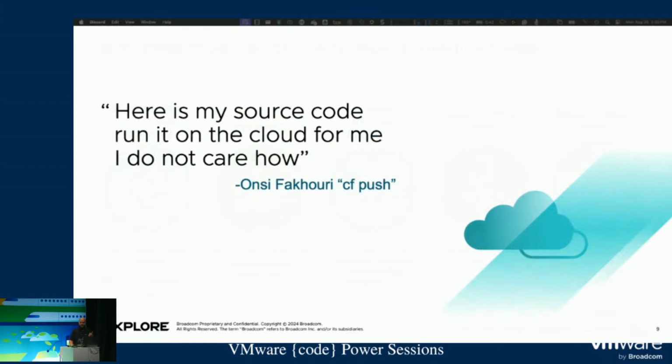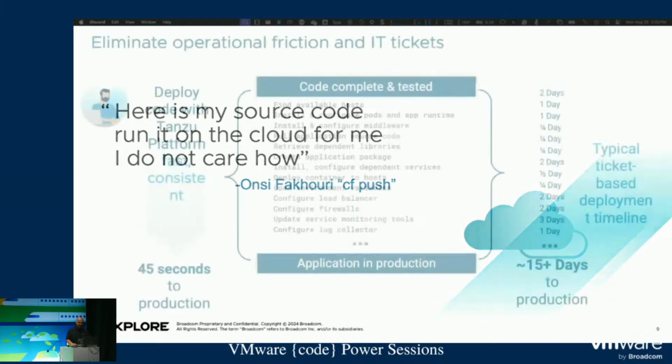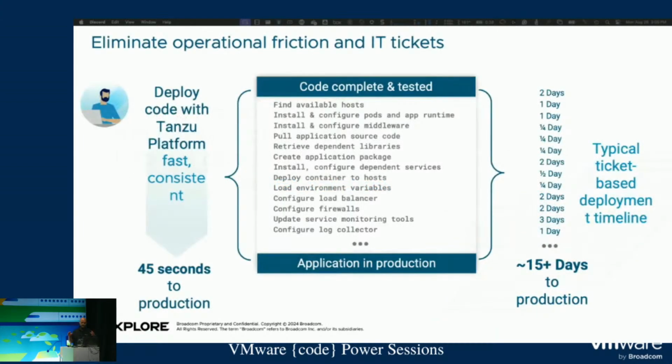And really, the platform boils down to this haiku: here's my source code, run on the cloud for me, I don't care how. That's really this concept of CF push, or deploying code to Tanzu Platform, and that's focusing on minimizing that work. One command gets you all of these things ready to go. You don't have to worry about certificates, load balancers, servers, any of that stuff. Ready to go for you.